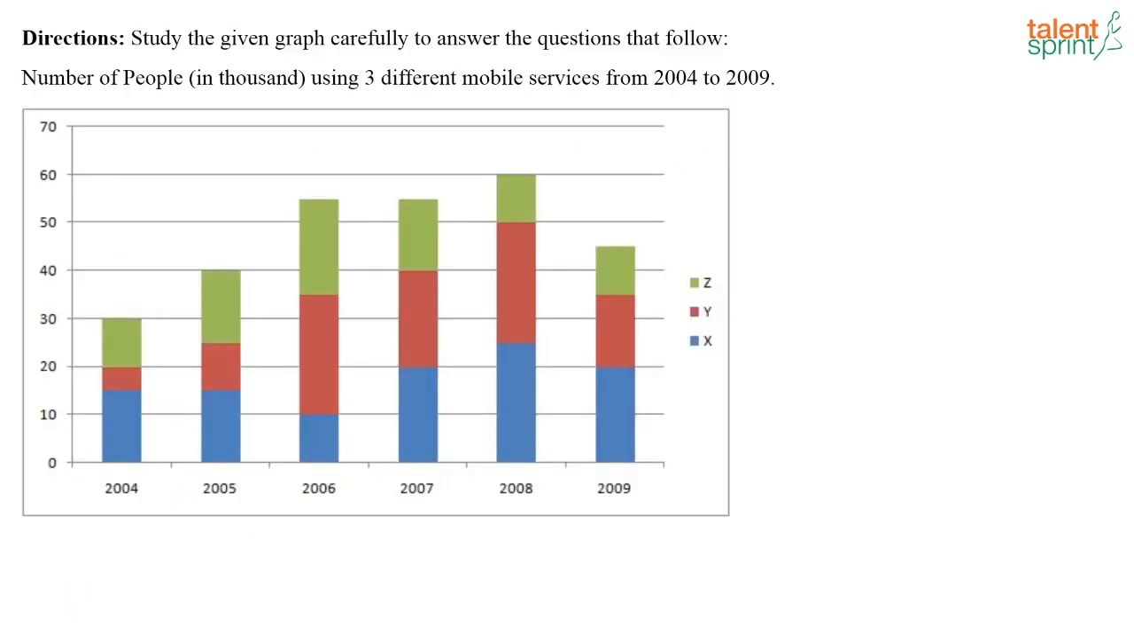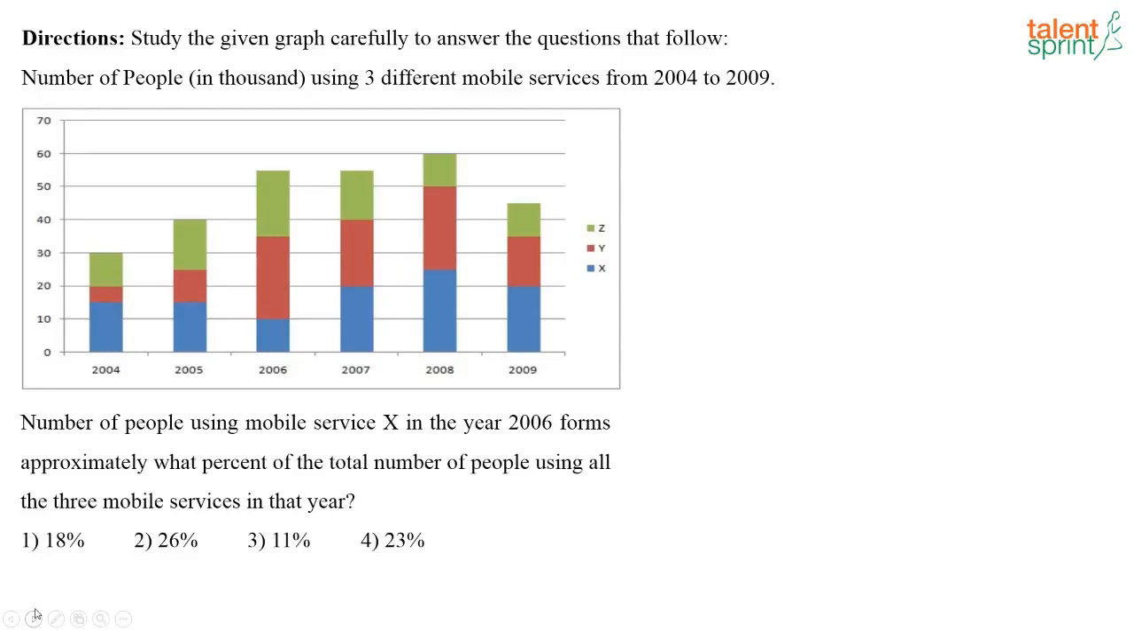Next one. So the next was the question on data interpretation. Number of people in 1000 using 3 different mobile services from 2004 to 2009 is given. Now what does the first question say? Number of people using mobile service X in the year 2006, okay, 2006, X is blue, forms approximately what percentage of the total number of people using all the 3 mobile services in that year.